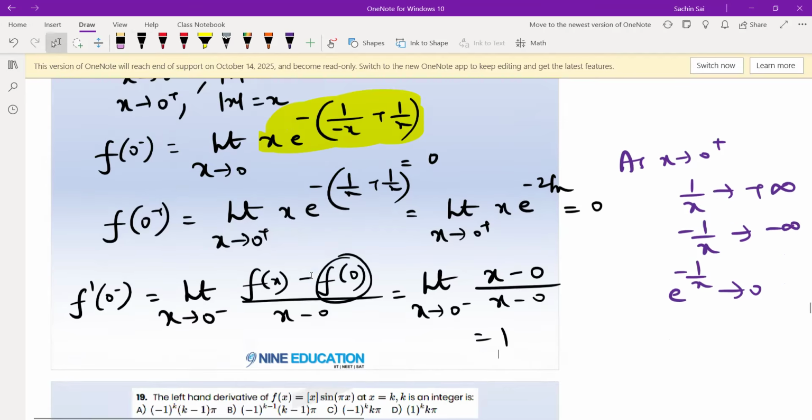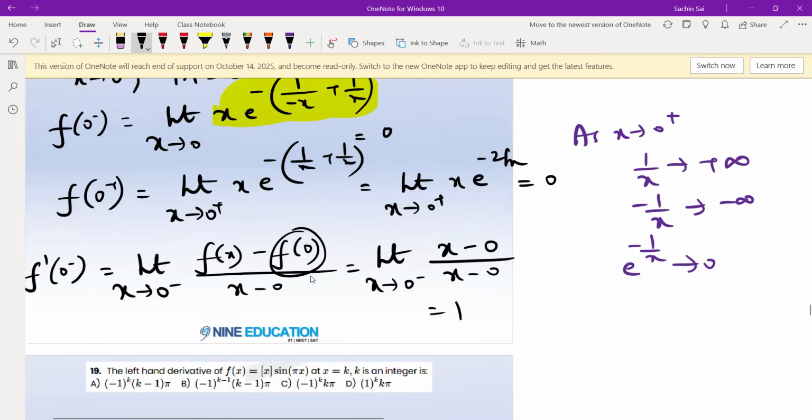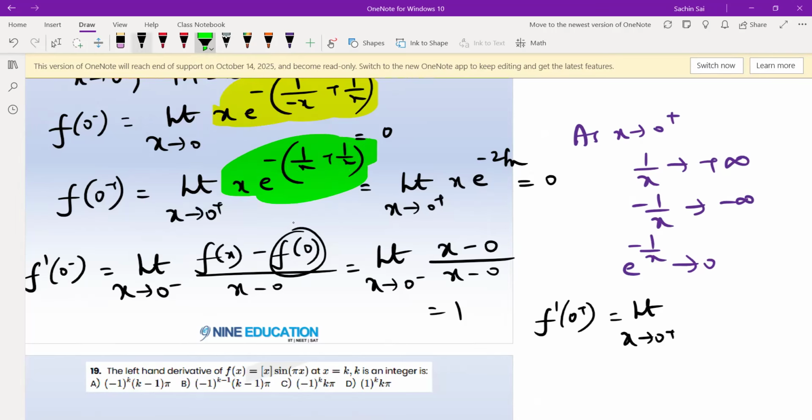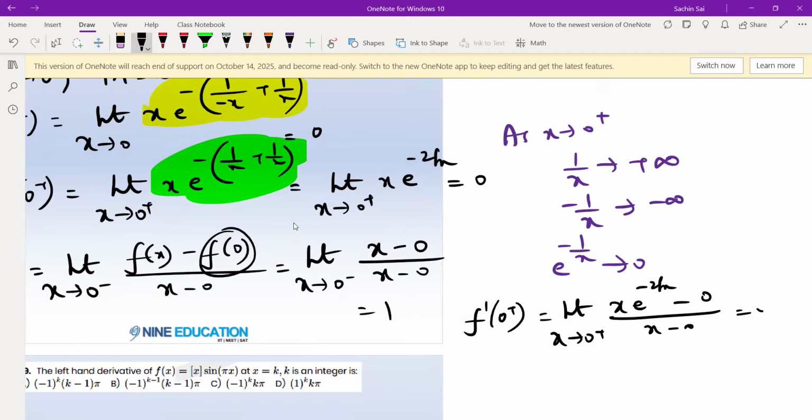Now, when I'm trying to calculate the right derivative, let us say I want to find f dash of 0 plus. Here, limit x tends to 0 plus. Instead of f of x, I will be taking this function, right? This is the definition of the function as x tends to 0 plus, to be sure. So that is x e power minus 2 by x minus 0 by x minus 0. You can see that the right derivative is 0, because x will get cancelled out. And like we discussed earlier, e power minus 1 by x will tend to 0.